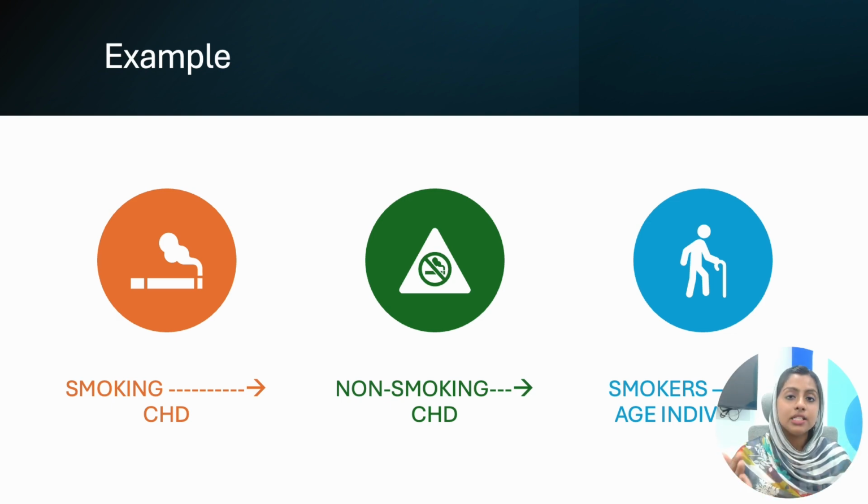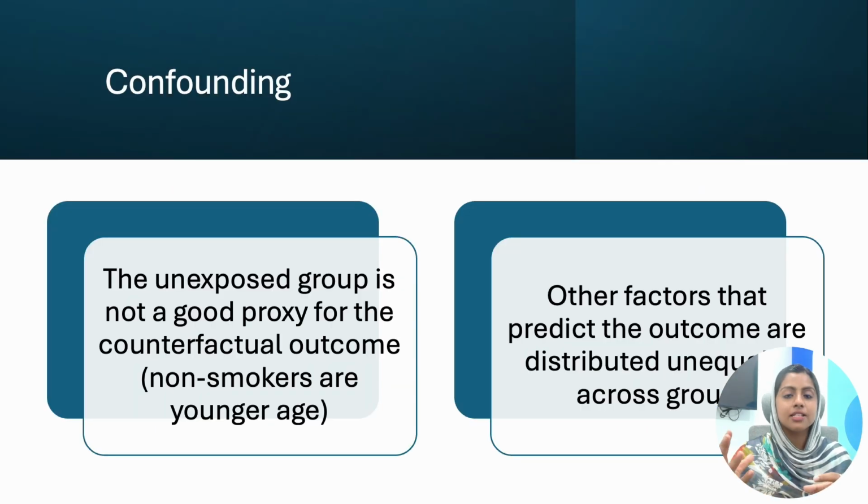Yes, because as age advances, there is more chance for atherosclerosis and more chance for coronary heart disease. And it's also seen that, as you can imagine, more elderly people tend to be smokers than younger individuals. So this is a case where age can be a confounder while you interpret the study of smoking and coronary heart disease. So any factors that are distributed unequally among the two groups and that can predict the outcome.